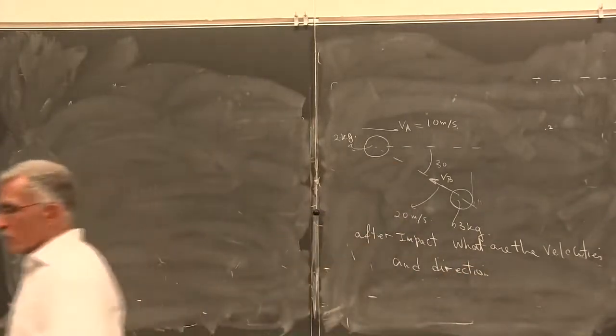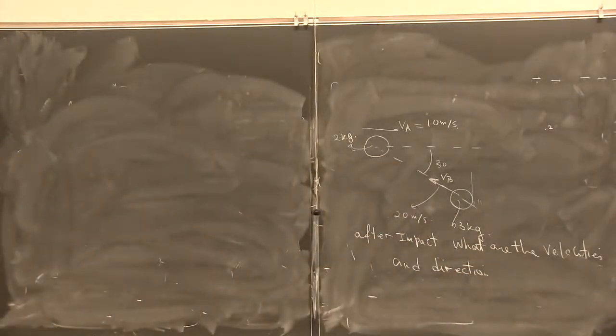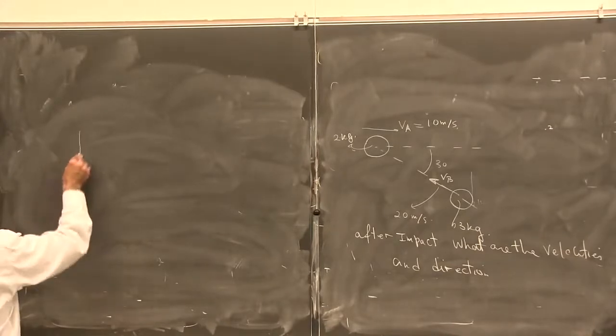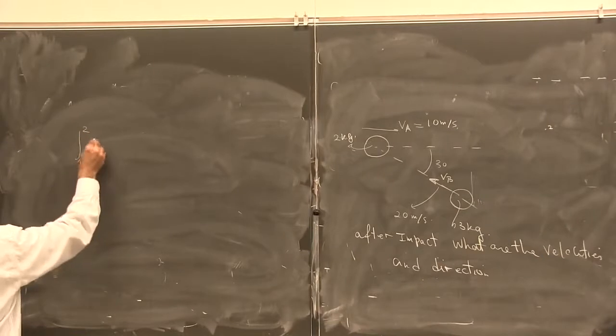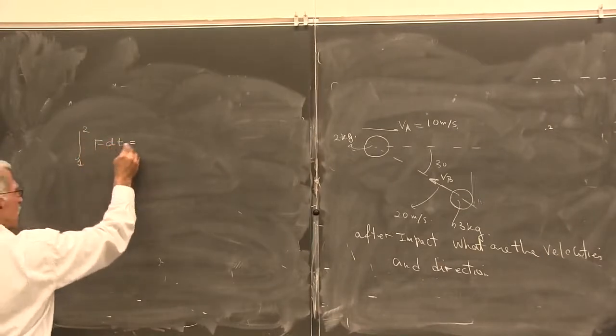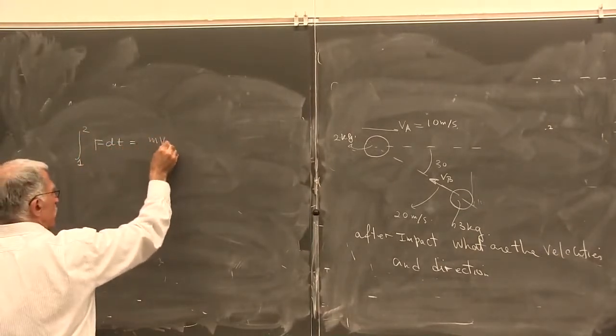Let me tell you one thing before we go further. We just solved for the case of impulse and momentum, and we said the integral from 1 to 2 of F dt is equal to the change of momentum.